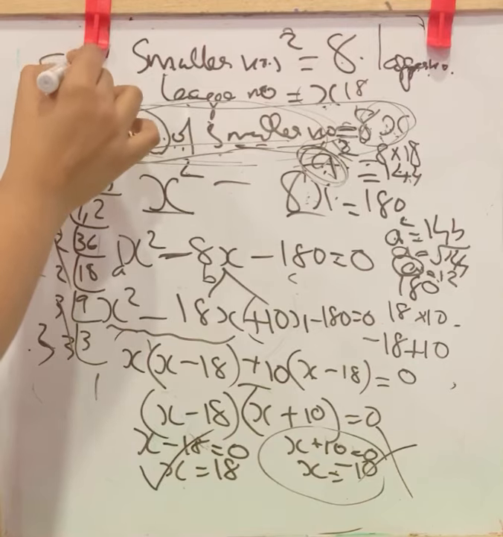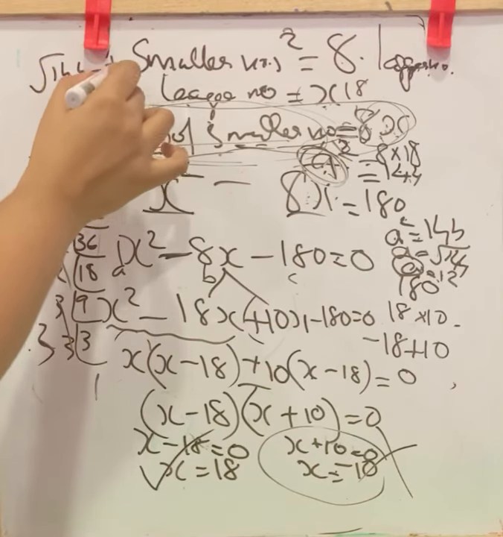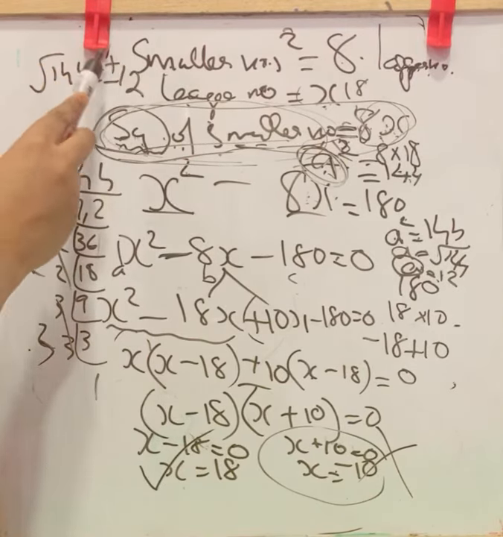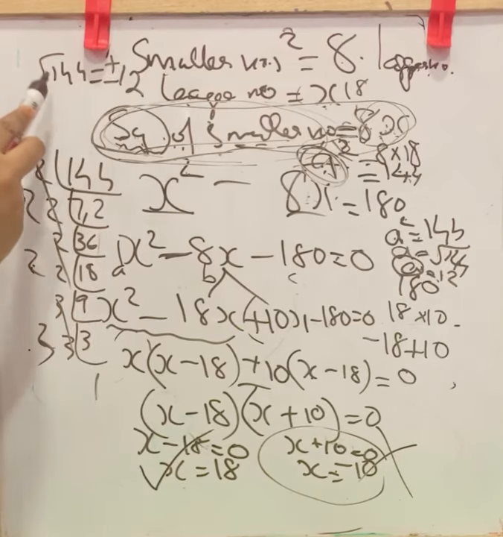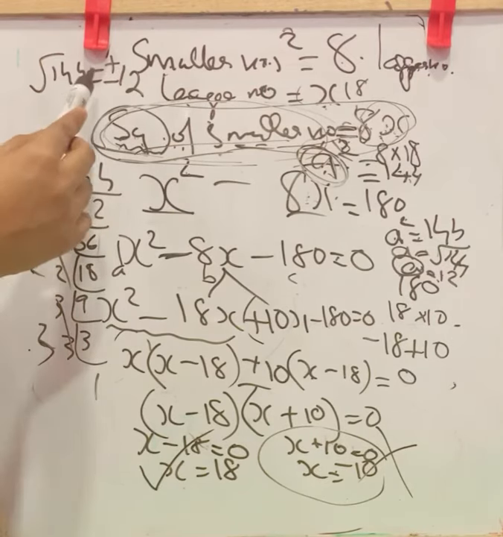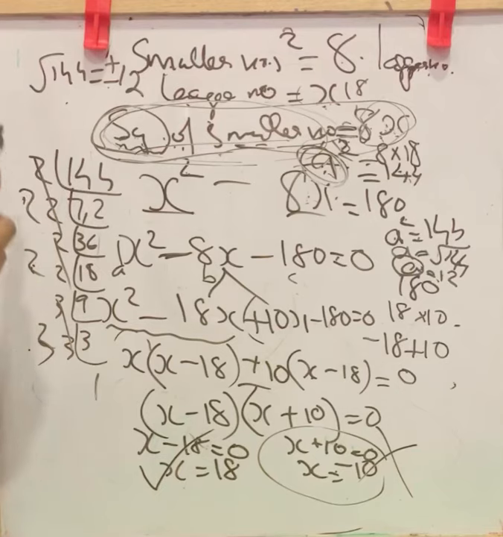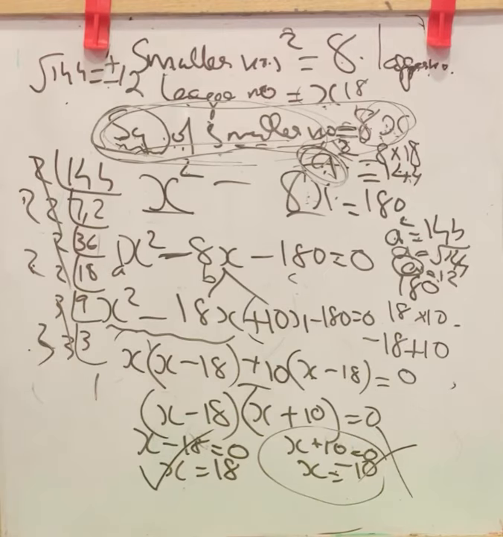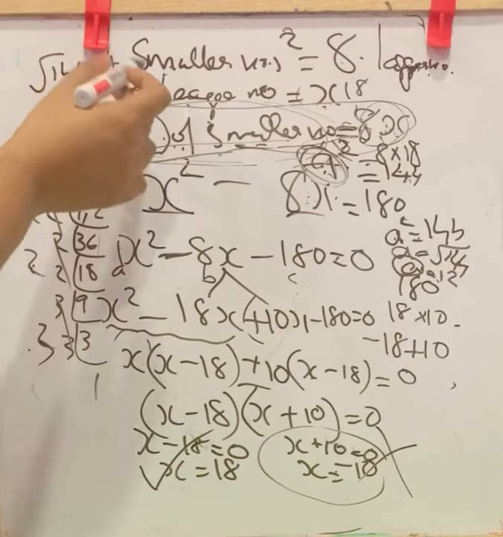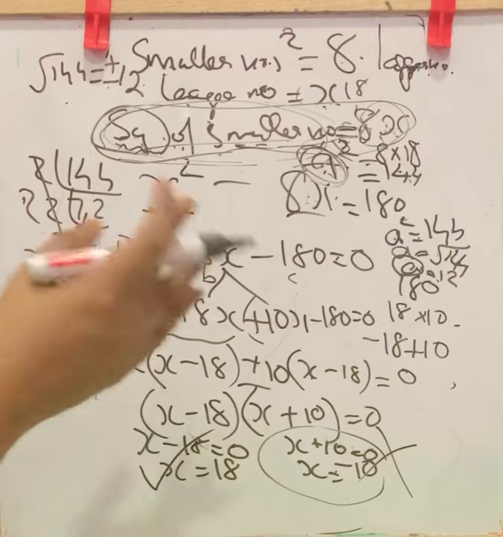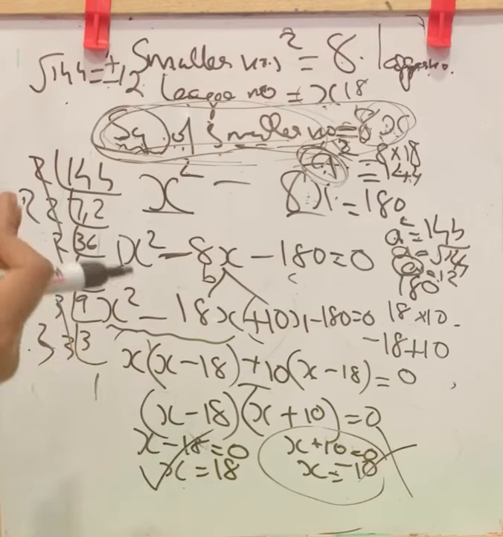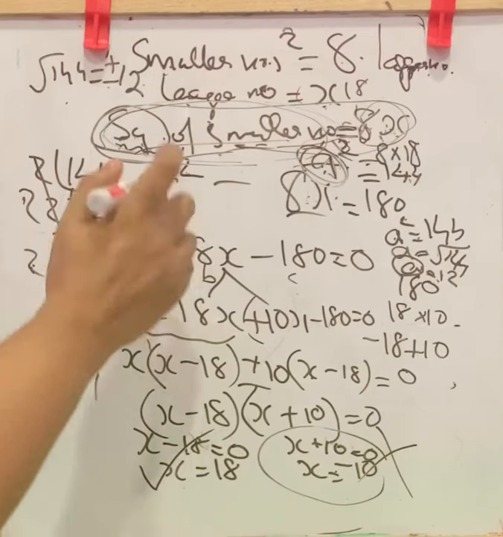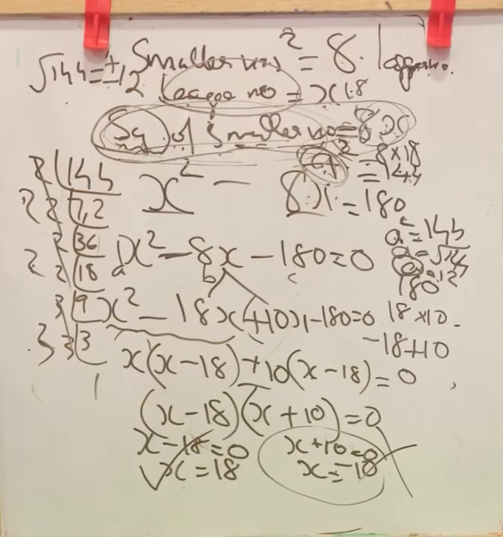The square root of 144 can be plus or minus 12, because positive 12 into positive 12 is 144, that we know. Also negative 12 into negative 12 is 144. So it is not sure whether the smaller number is positive 12 or negative 12. So both cases we can consider, either positive 12 or negative 12. But it is sure that the larger number is positive 18.